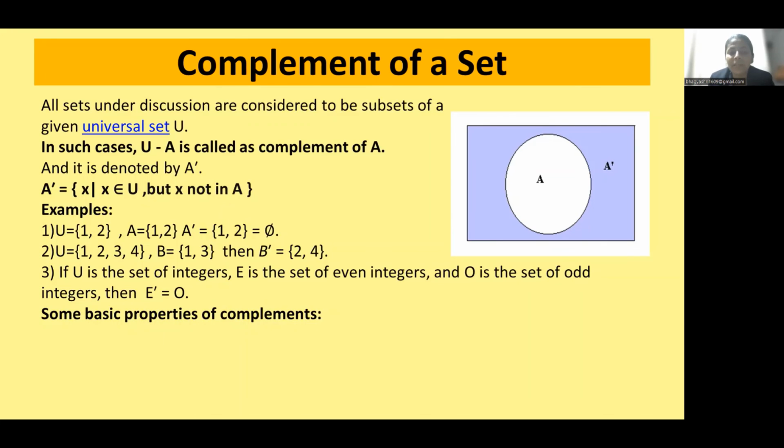Now some basic properties about complement: A union A complement is equal to U, then A intersection A complement is equal to empty set, then the complement of A complement is equal to A itself. Okay, these are three properties about complement.